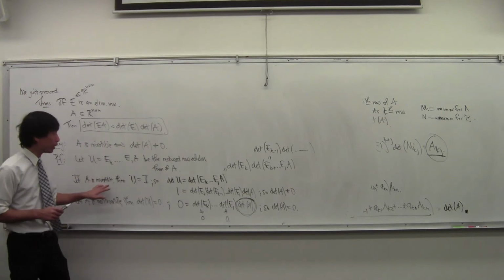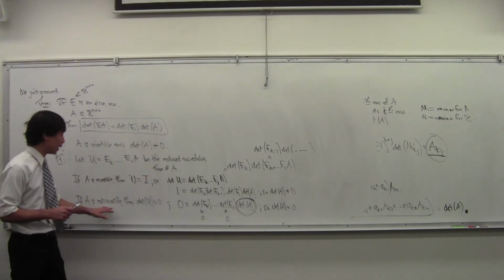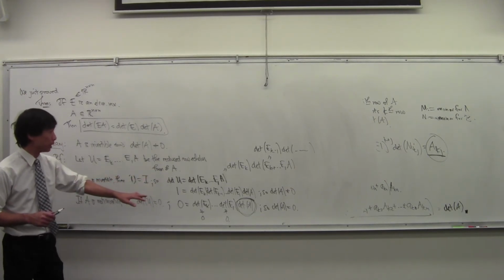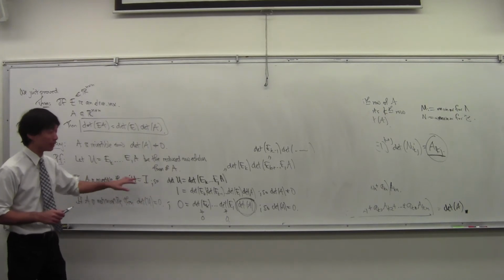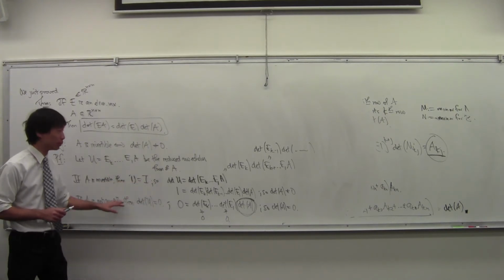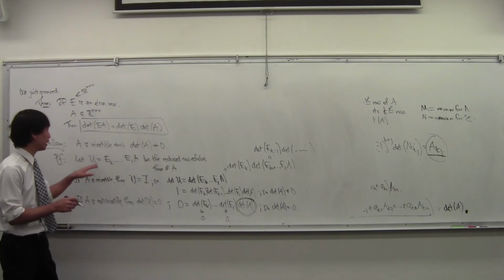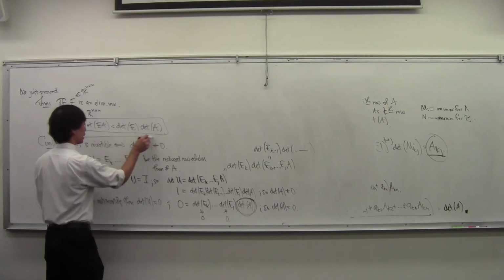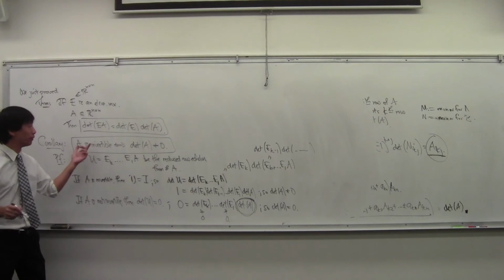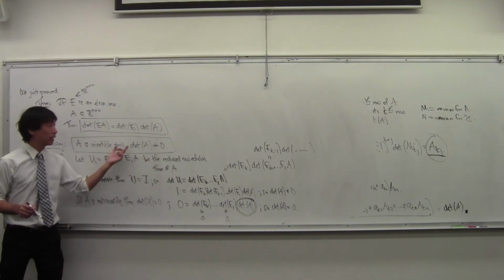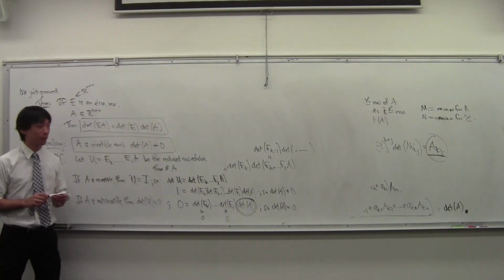So if you're invertible, your determinant is non-zero. If you're not invertible, your determinant is 0, right? And so that proves this statement here. Invertibility happens if and only if the determinant of A is non-zero.